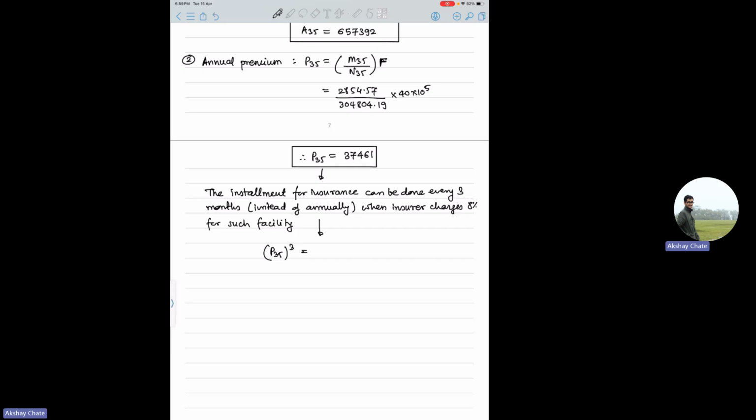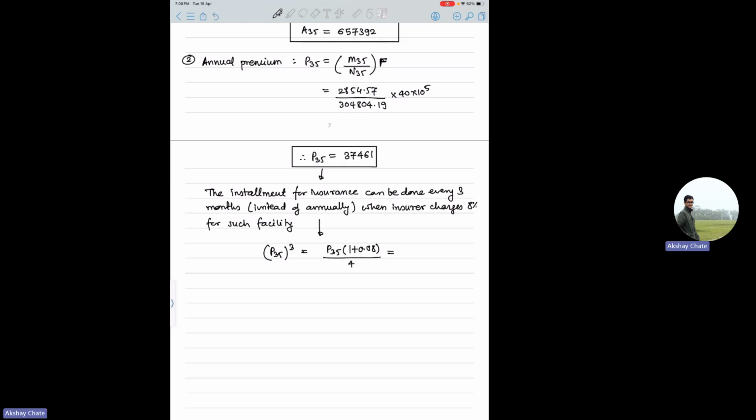So that is calculated as P35 into 1 plus the rate, 1.008, divided by how many periods will be there? 4, right? 4 quarters. Since you are paying, if they don't charge anything, it will be just P35 by 4, but they will charge you 8%, right? So therefore, you need to pay 1.08 times of your annual payment divided by 4.